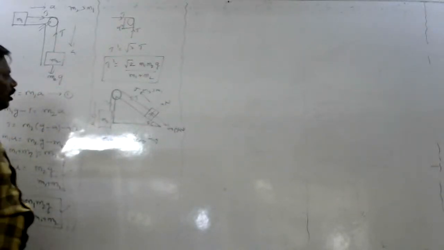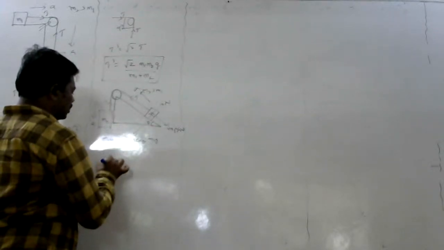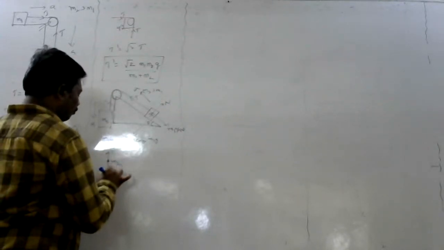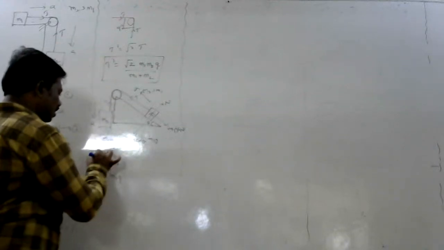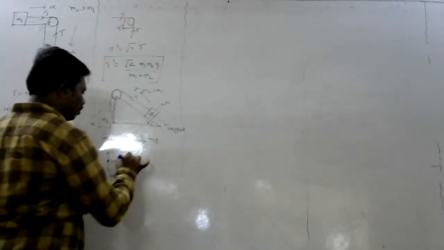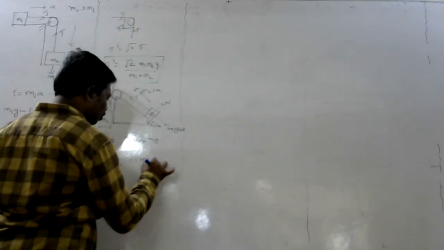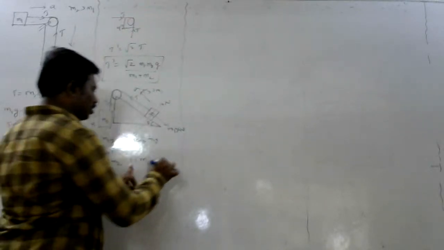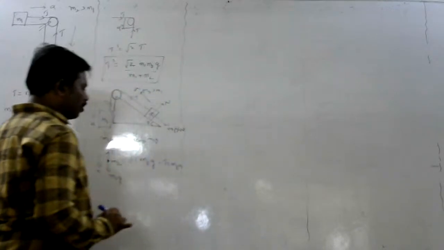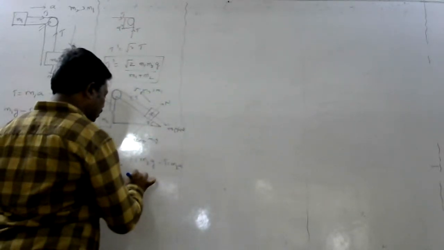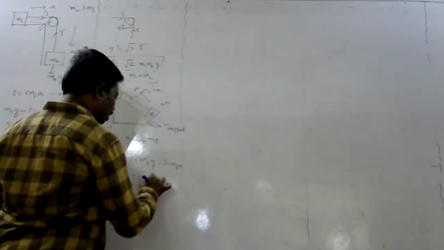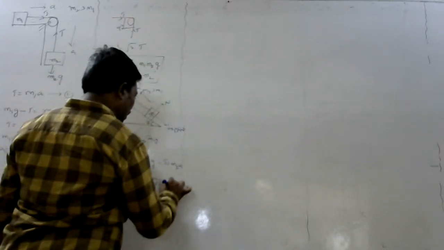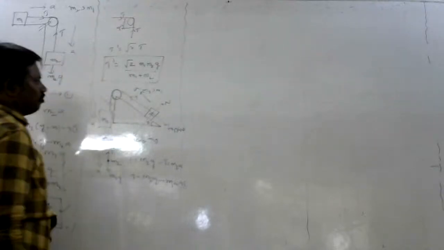From this free body diagram, we consider mass m2 with tension T and weight m2 g downwards. Its acceleration is downwards. So net force F is equal to m2 g minus T. From Newton's second law, F is equal to ma, that is m2 a. So tension T is equal to m2 g minus m2 a. This is equation 1.